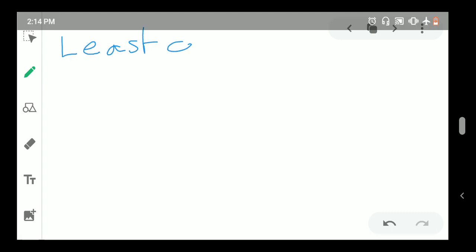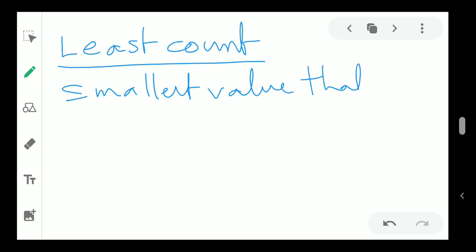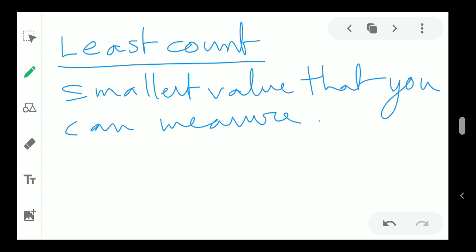Now coming to one vital thing, that is called least count. What is least count? The smallest value that you can measure is your least count. Least count is basically the limit of any instrument. Let's say you are using a centimeter scale, so the smallest value that you can measure is 1 millimeter, and that is your least count.